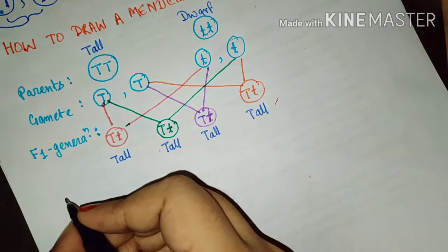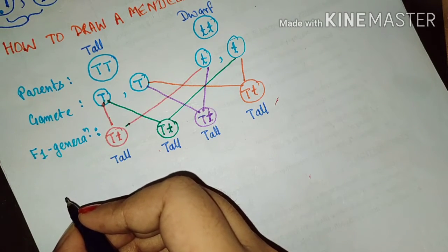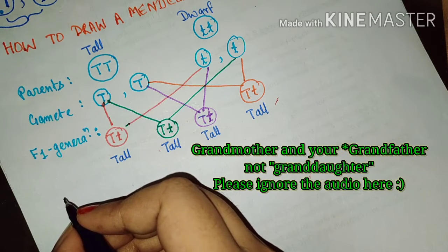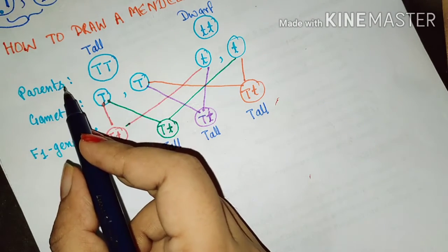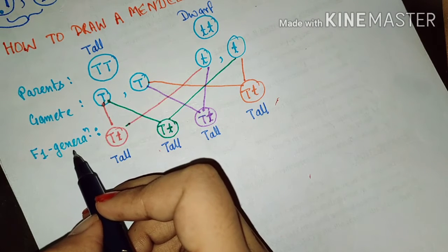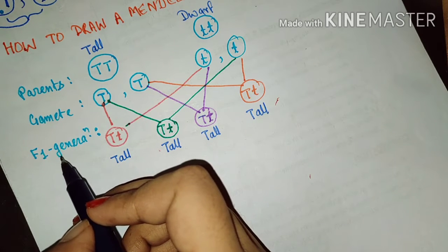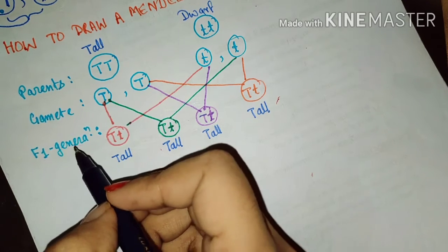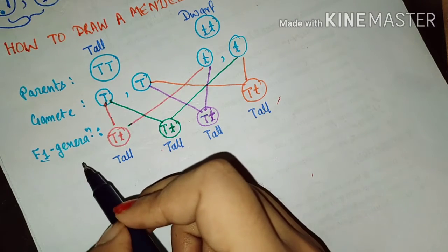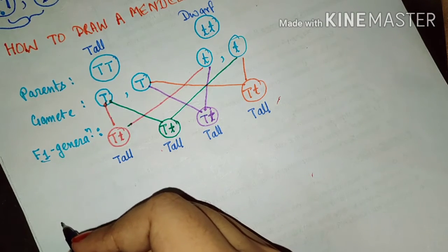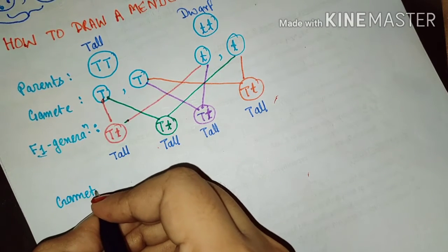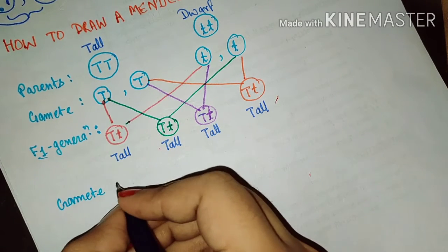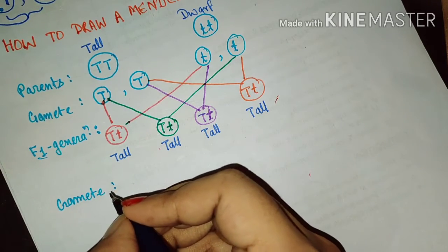F2 means second generation. Suppose your father is born from the marriage of your grandparents, your grandmother and grandfather. So grandmother and grandfather will represent this generation, the parent generation. Then your father or the brother of your father, that is uncle, those people will represent the F1 generation. Then from the marriage of your father you are born, so you will represent the F2 generation. So for the F2 generation, again you have to consider the gametes. What gametes will be formed?